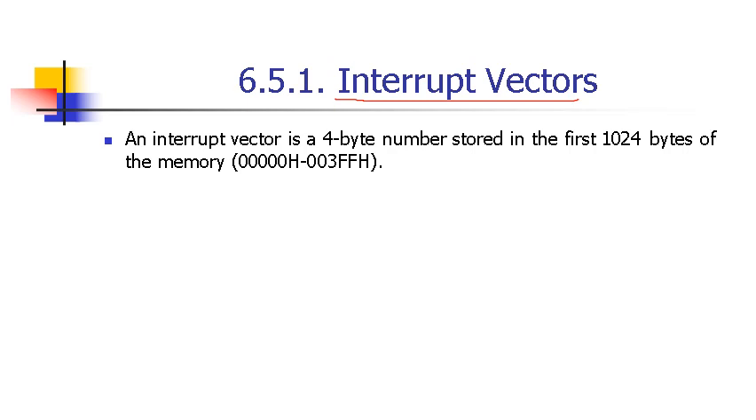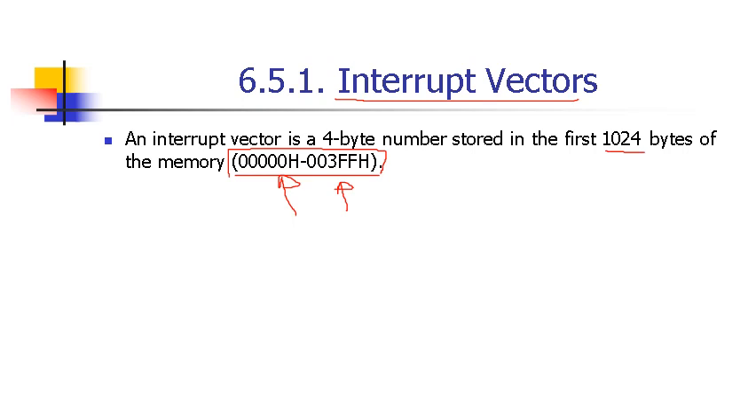Okay, so this is why system designers reserve the first 1024 bytes of your memory. We have 1 megabyte of memory. The first 1K bytes are used to store your interrupt vectors, so from address 0 to address 3FF. So these are the addresses used to store interrupt vectors.